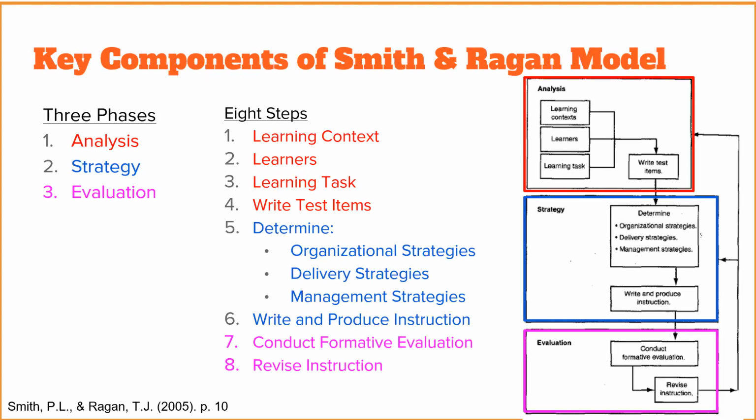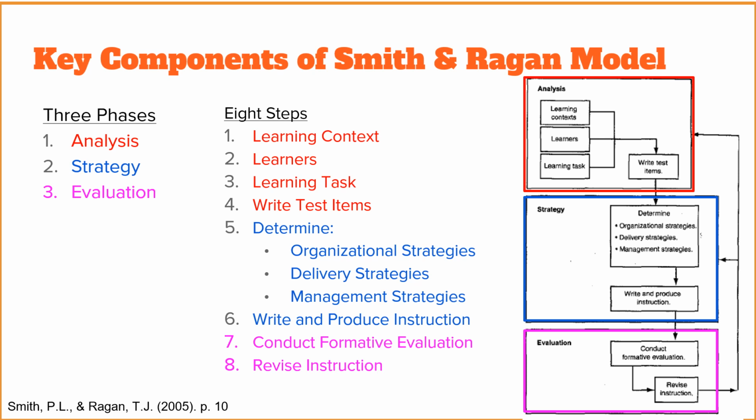Now that we have reviewed the purpose of the Smith and Ragan model, we can understand that their approach is not unique. As an example, Roger Kaufman uses the same 3 questions to determine objectives. This slide will explain the components of the Smith and Ragan model. This model has 3 phases and 8 steps.